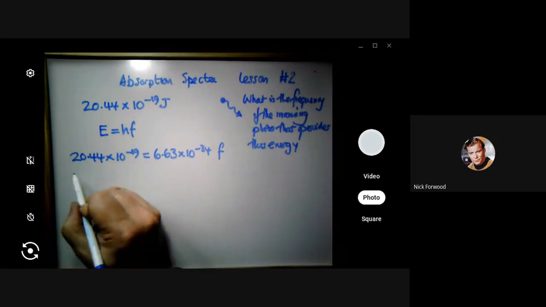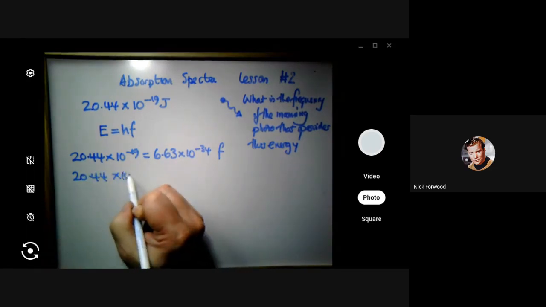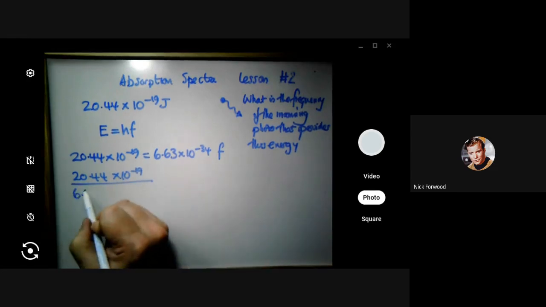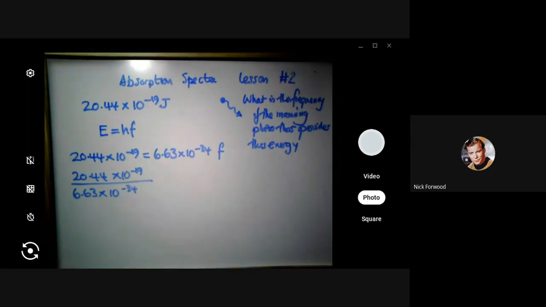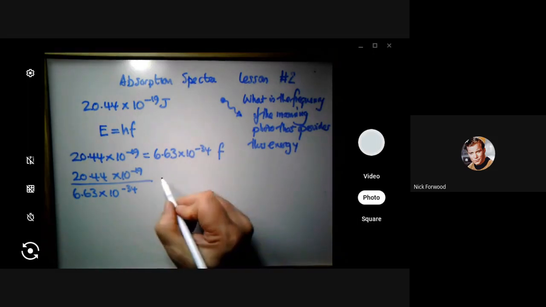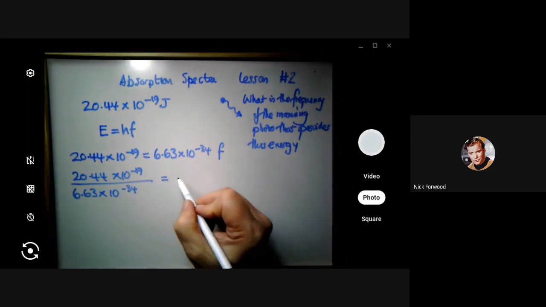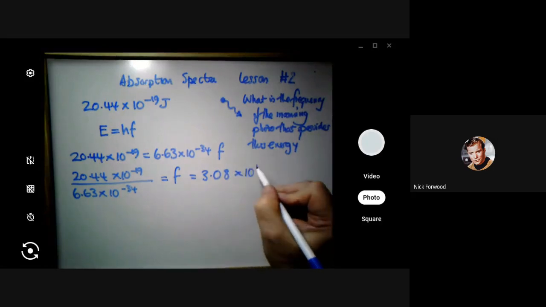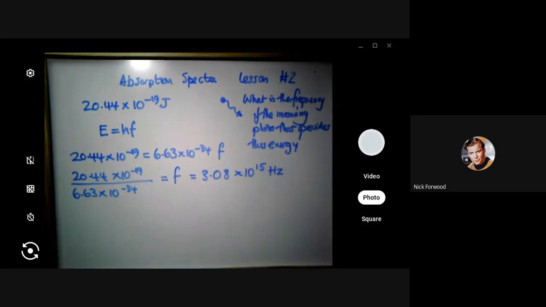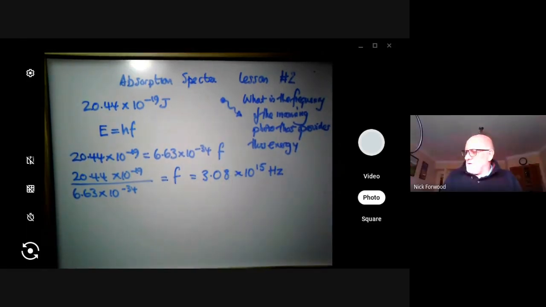Now we're going to do a bit of rearranging. 20.44 times 10 to the negative 19 divided by 6.63 times 10 to the negative 34. You can be doing this, or you can just wait for me to do it. So we're going to do 20.44 times 10 to the negative 19 divided by 6.63 times 10 to the negative 34 equals, and that's f, having rearranged the formula, and that is equal to 3.08 times 10 to the power of 15 hertz. That would be the frequency of the light photon that's coming in. Now, I say light in the loosest sense.